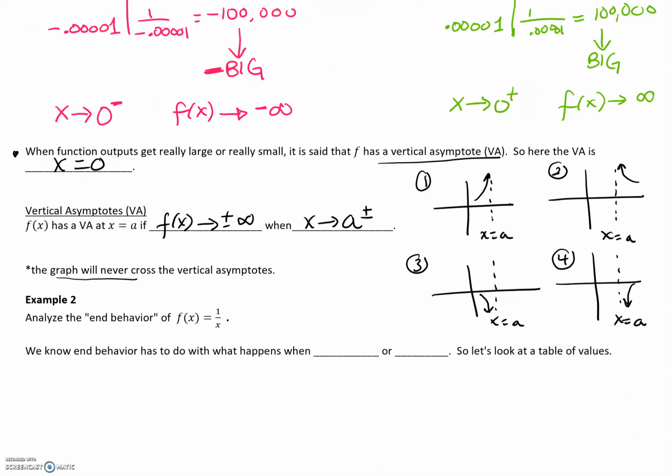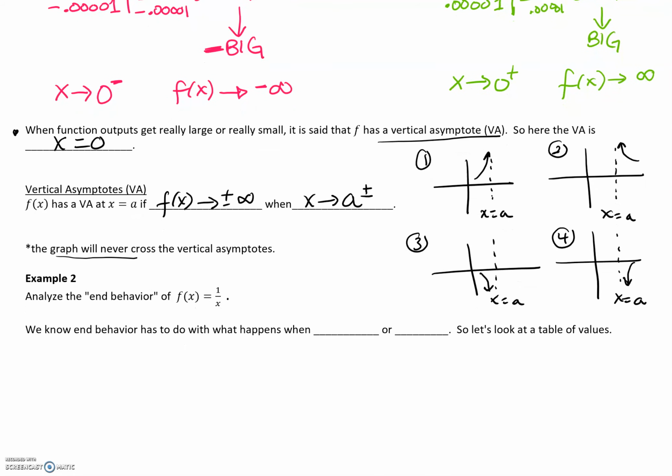So now that we have vertical asymptotes analyzed, let's go look at example 2, and it asks us to analyze the end behavior of the same function we were looking at before. So from polynomials, we know that the end behavior has to do with what happens when you walk over to infinity or you walk over to negative infinity. So when x gets really large going to the right or small going to the left. So let's, just like before, look at a table of values by making the x values big and small.